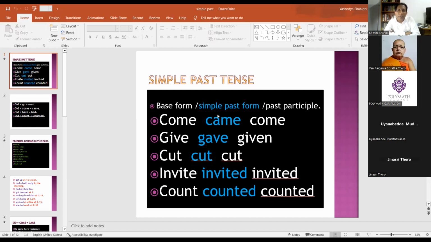Whatever verb we take, when it comes to ordinary verbs, we find the verb in 3 different forms. An ordinary verb has 3 major forms. The first one is the base form. Second is the simple past form, and third is the past participle. So come, came, come; give, gave, given; cut, cut, cut. They are irregular verbs. And invite, invited, invited; count, counted, counted. The last 2 examples are regular verbs.